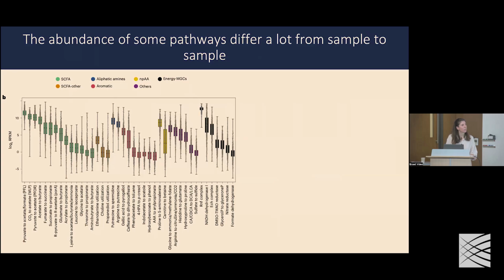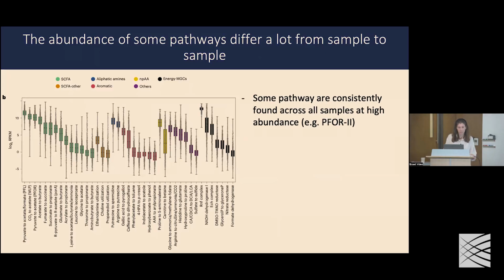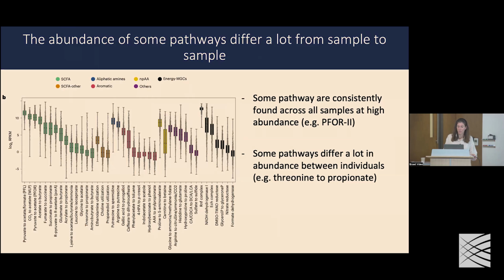And then when we looked at the abundance of these pathways across this data set, we could see that some of the pathways were consistently found across all the samples at high abundance. This is the case of P42, the 3rd pathway here. And also the case of all the pathways that have a very small box plot with very short whiskers. But we could also find pathways that differ a lot in abundance between individuals. That's, for example, the threonine to propionate pathway.